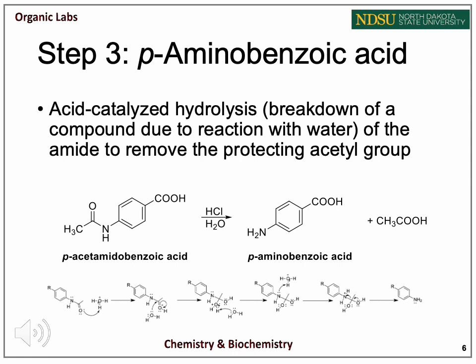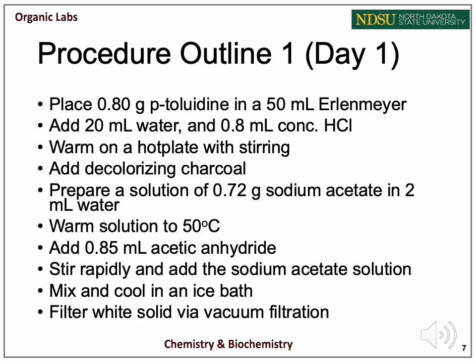After another protonation of the nitrogen and some electronic rearrangement, we remove the group that will then go on to become our acetic acid, leaving us with fully deprotected para-aminobenzoic acid. So we have now successfully removed our acetyl group after having our oxidation done, so this is a perfect example of protection chemistry. So now we will quickly go through a brief outline of the procedures by day.